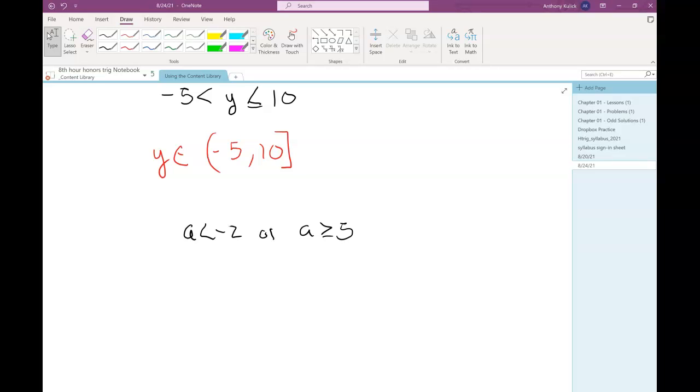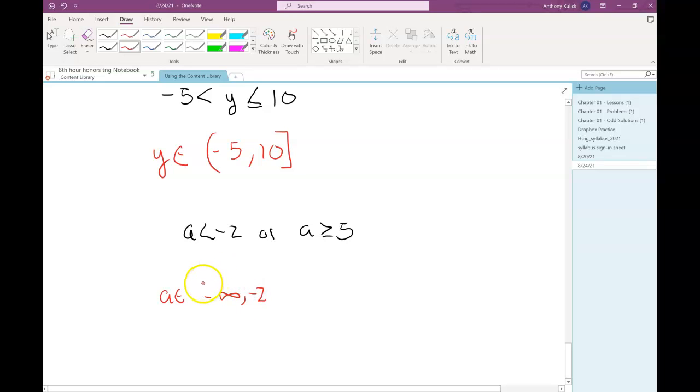So to do this, I'm going to need two distinct intervals, one for each inequality. We'll start with the first inequality. What's the lower bound for a is less than -2? Negative infinity. And the upper bound?